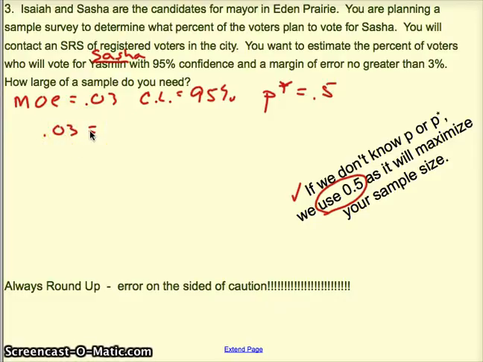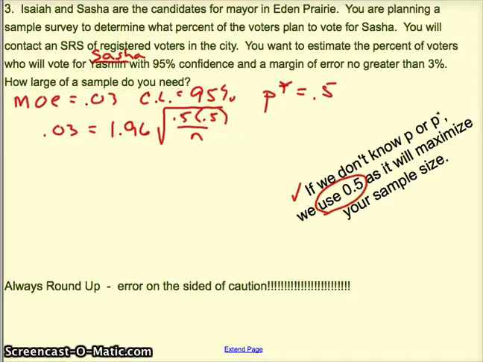The formula for margin of error is Z. We have a 95% confidence interval here, so Z is 1.96 times the square root of P star times 1 minus P star over N. So now we need to solve this. There are multiple ways to do this. Pick a path that you like, but just do it well.